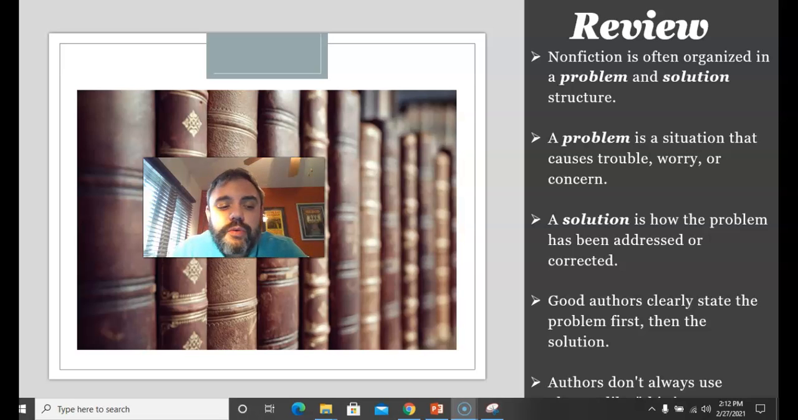confusing. And even though it's a little bit cut off on our screen, I apologize. Authors don't always use clear statements or very obvious statements like this is a problem and this is a solution. They don't always do that. That's our job as readers to determine that.